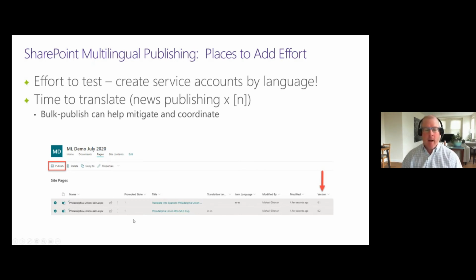So creating a couple of basic views in your site pages library, and I'll speak to this in a little more depth in a moment, is going to save you a lot of time and effort and make it really efficient. You drop in the translation language column, the item language column, version, and promoted state, and you're going to get some really meaningful and useful stuff when you're doing multilingual publishing.